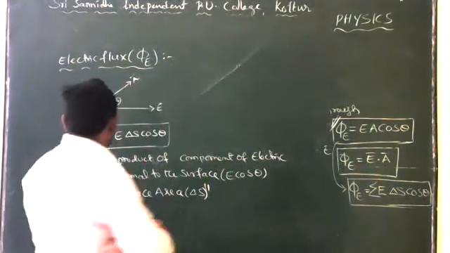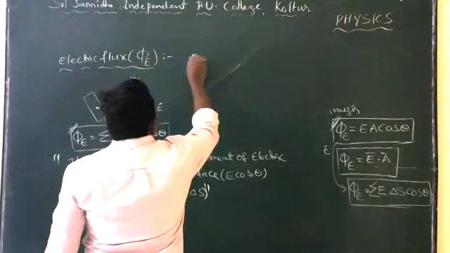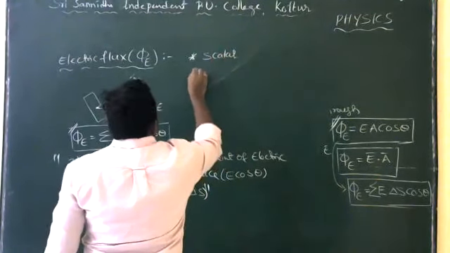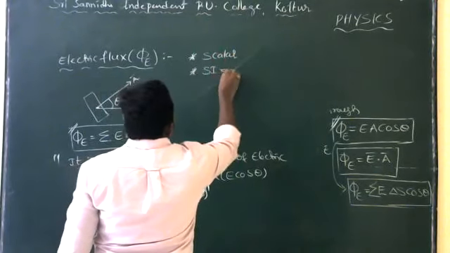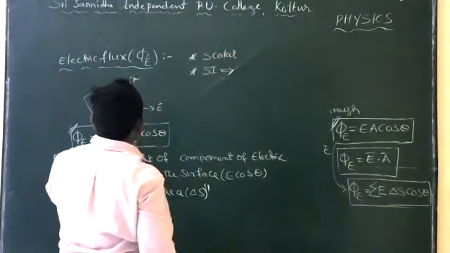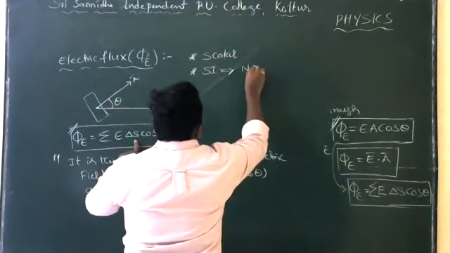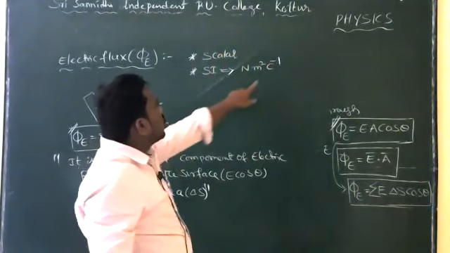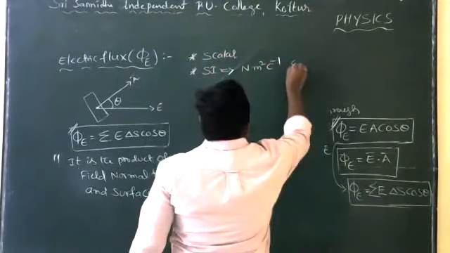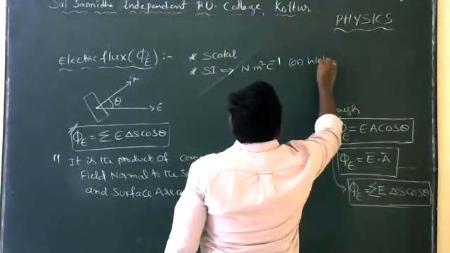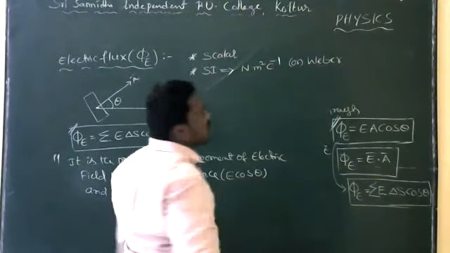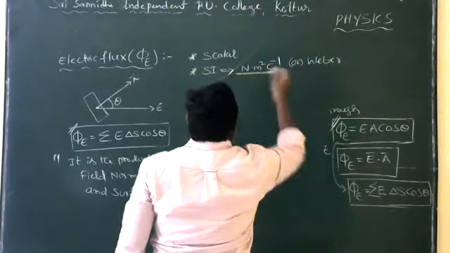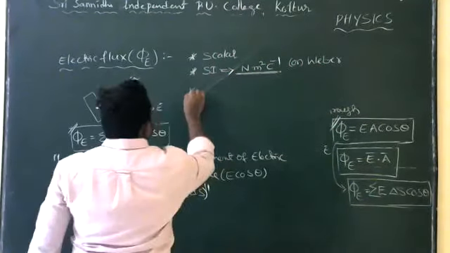So electric flux is a scalar physical quantity. What is the SI unit? Electric field into area. So that means newton meter square coulomb inverse, or Weber. So newton meter square coulomb inverse or Weber. So by using this one.